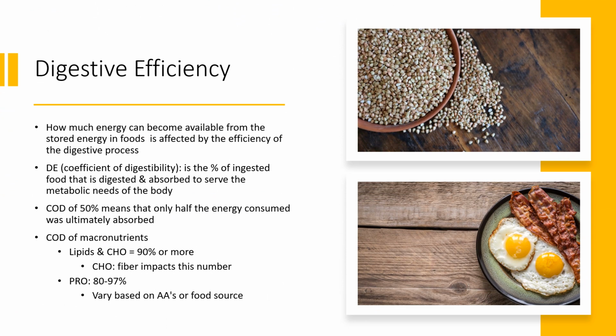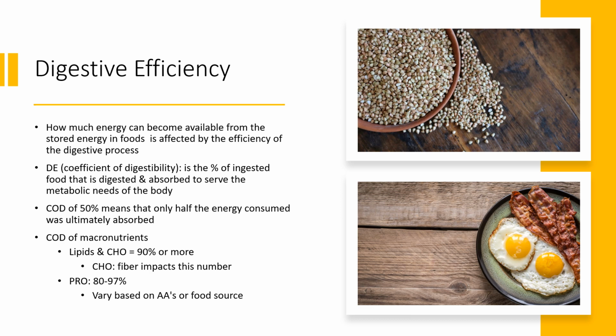So digestive efficiency, this is essentially how much energy can become available from the stored energy in foods and is affected by the efficiency of the digestive processes. So DE, or the coefficient of digestibility, is the percent of ingested food that is digested and absorbed to serve the metabolic needs of the body. A COD of 50% means that only half the energy consumed was ultimately absorbed.